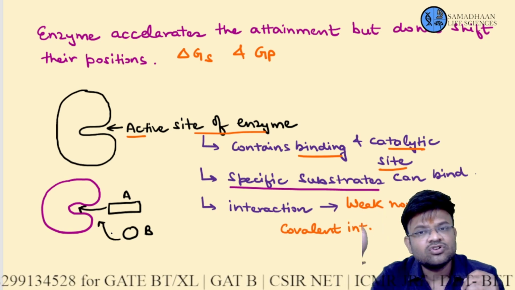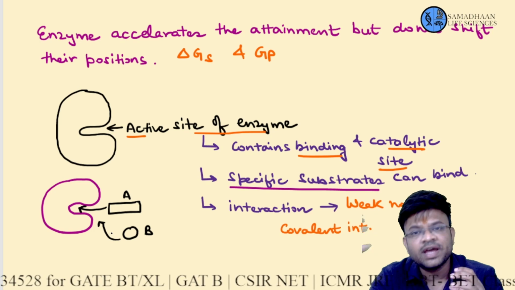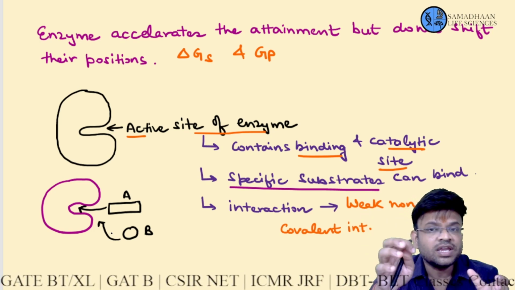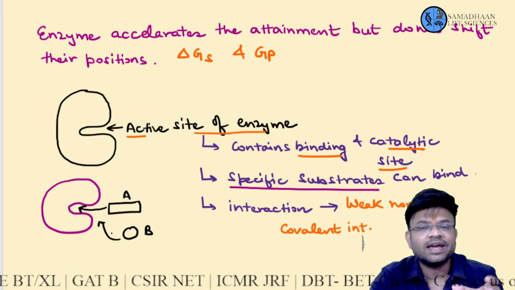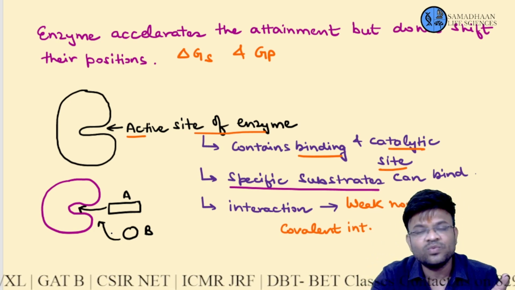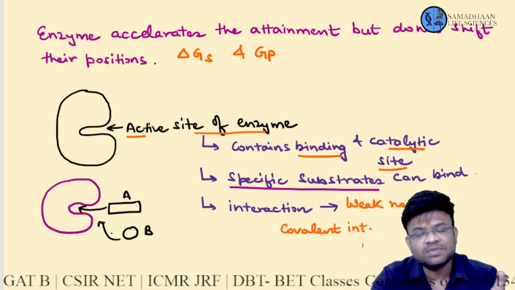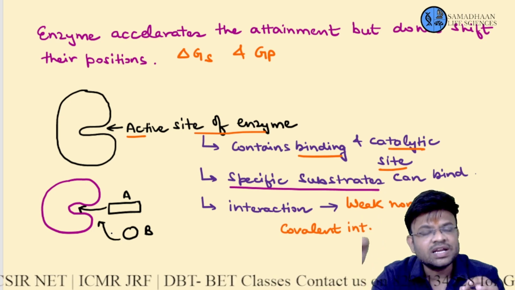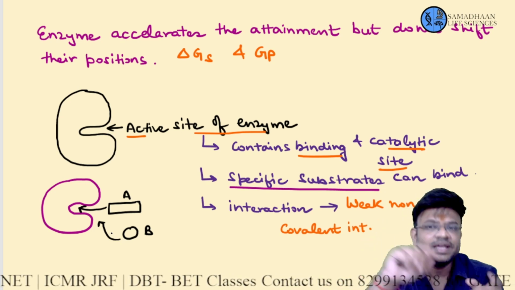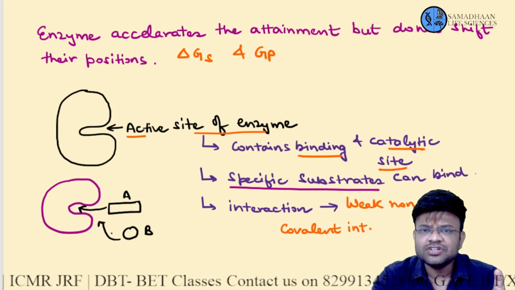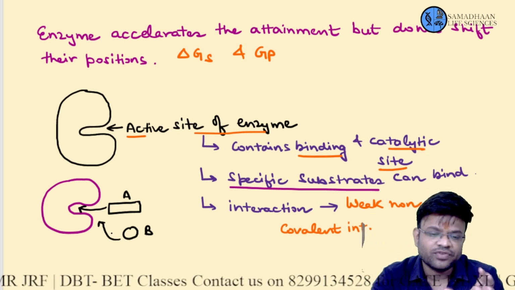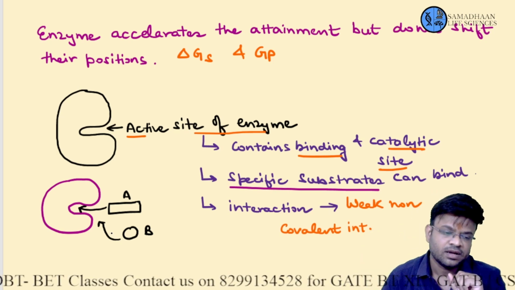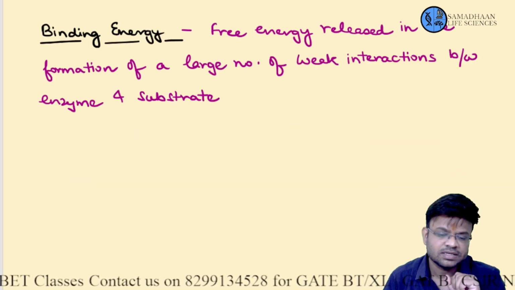Enzymes are very costly. That means in order to form an enzyme, it is a very costly affair. Therefore, the body system does not want the enzymes to become waste. They are of no use. The system does not want that. Therefore, non-covalent, weak interactions are always involved in the interaction between the substrate and the active site of an enzyme. So I hope all of these points are clear in your mind. Now let us move on to the next slide.